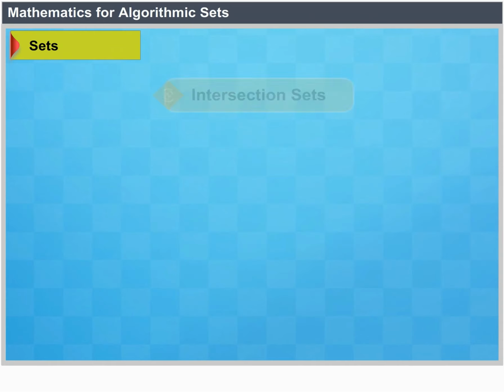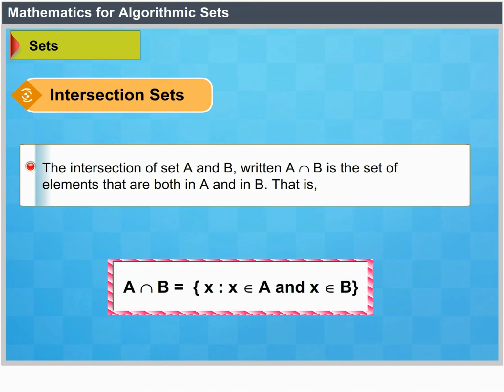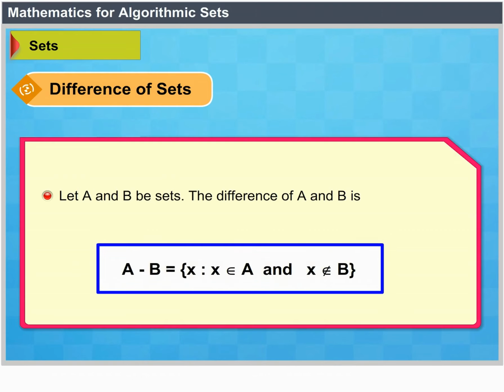Intersection of sets. The intersection of set A and set B, written A intersection B, is the set of elements that are both in A and in B. That is, A intersection B is equal to x such that x belongs to A and x belongs to B. Difference of sets. Let A and B be sets. The difference of set A and set B, A minus B, is equal to, within set symbol, x such that x belongs to A and x does not belong to B.